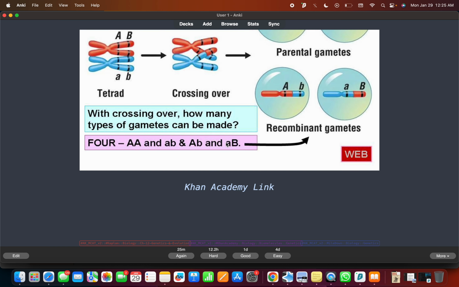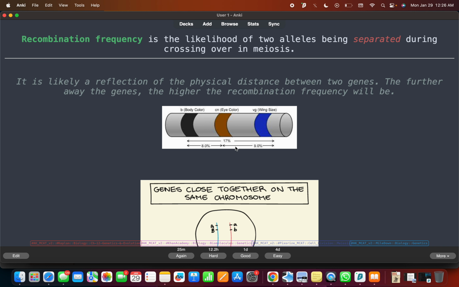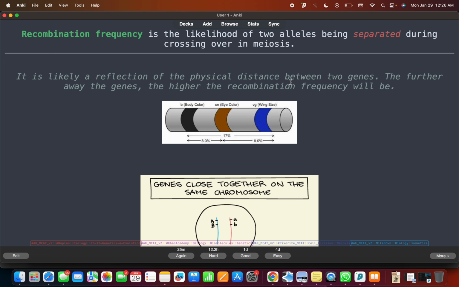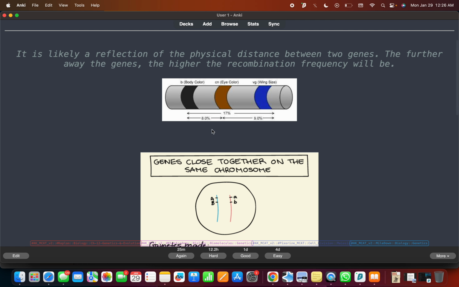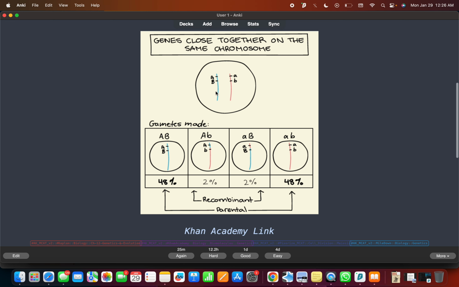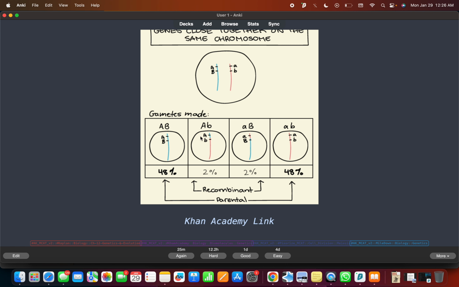What is the likelihood of two alleles being separated during crossing over in meiosis? Is this the Hardy-Weinberg probability? No, it's recombination frequency. That's the likelihood of two alleles being separated during crossing over, and it is likely a reflection of the physical distance between two genes. The further away the genes are, the higher the recombination frequency, because they're not linked. Genes close together on the same chromosome make gametes almost 50-50 between the homozygous dominant and homozygous recessive, but with the recombinant you get the heterozygous as well.